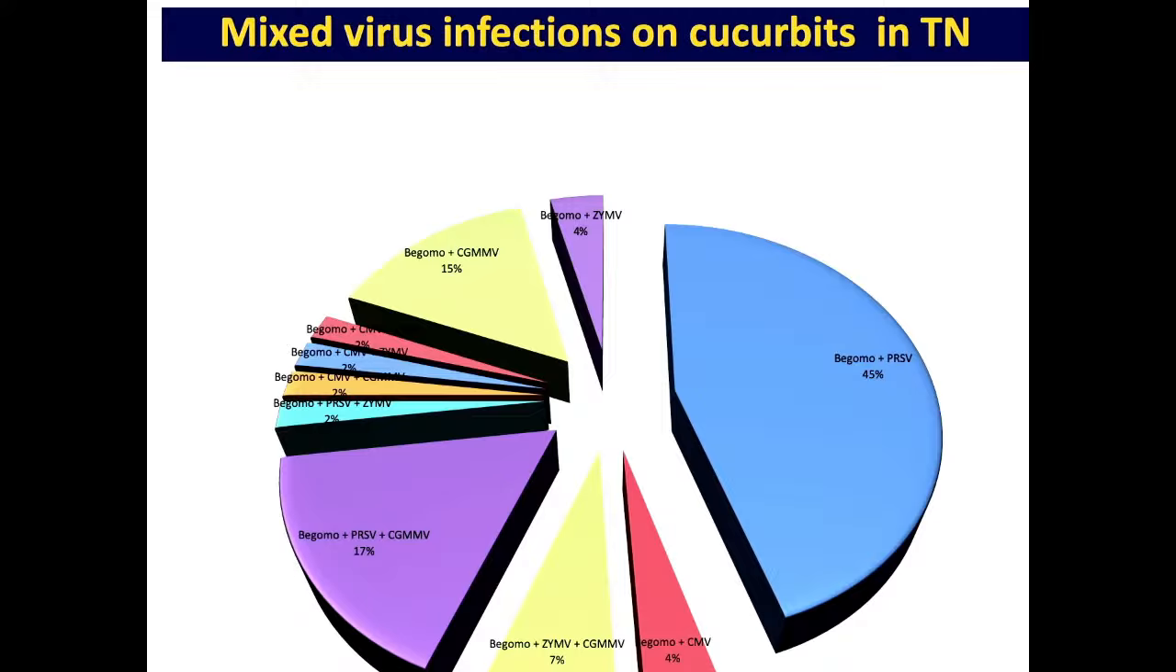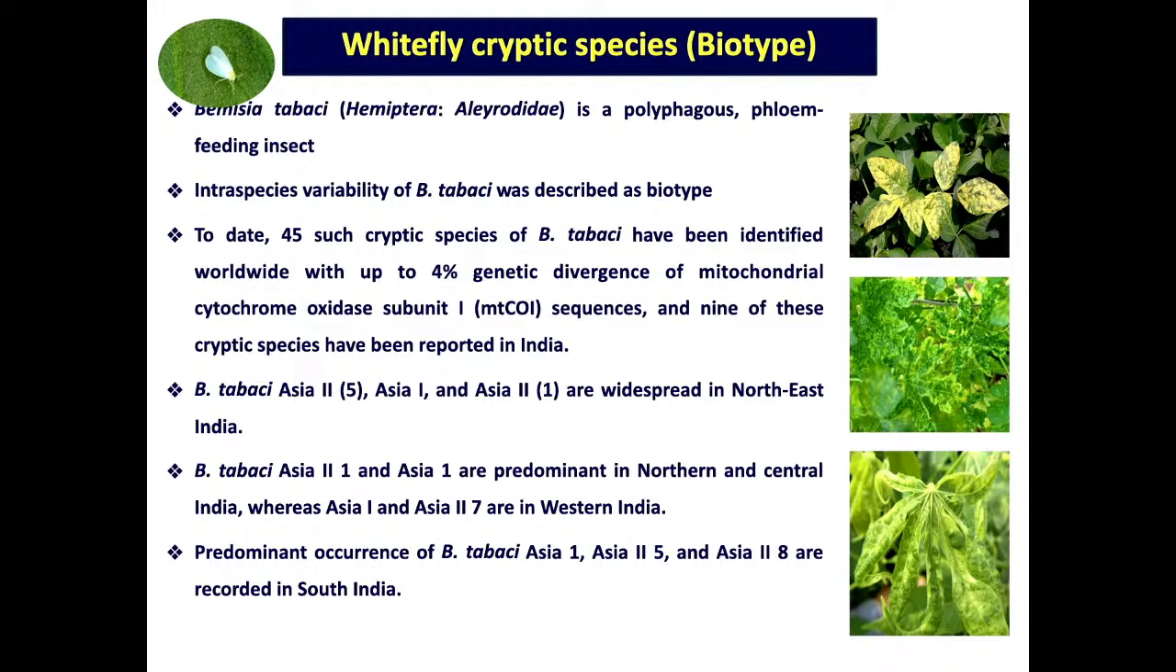Within the cucurbitaceous crops, see here, these are all the different combinations of viruses found in natural field conditions, but in all the combinations, we will be getting the Begomovirus. So without Begomovirus, there is no combined infection as far as cucurbitaceous viruses are concerned. So that is the scenario. Then we can imagine how much Begomovirus incidence is occurring under field conditions.